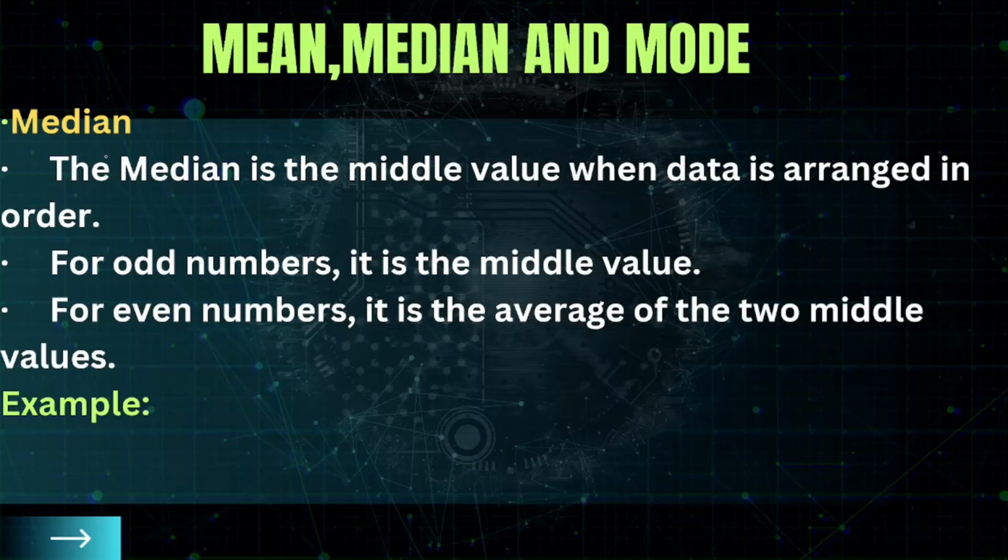Next one is the median value. So what is a median value? It is going to identify the middle value. For odd numbers, it is very easy to identify the middle value. For even numbers, you have to take the two middle values and find the average.